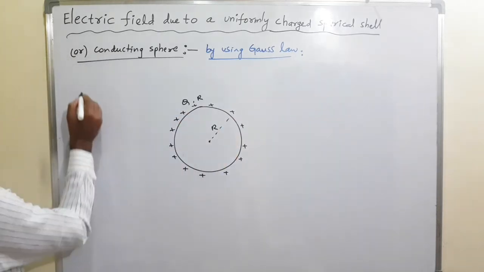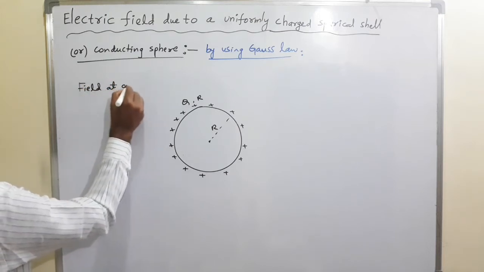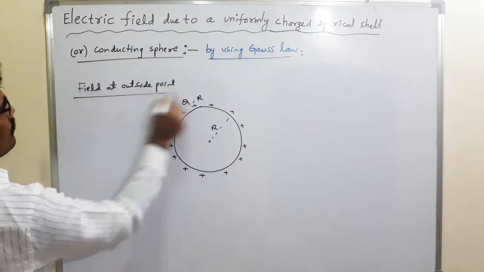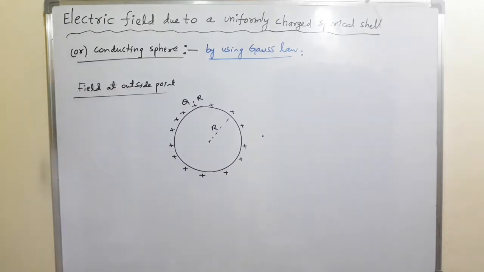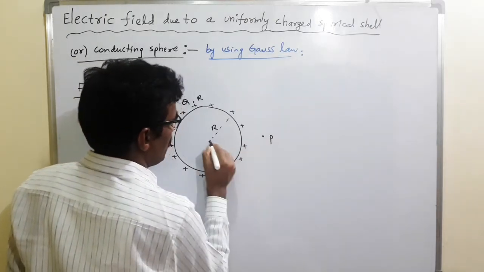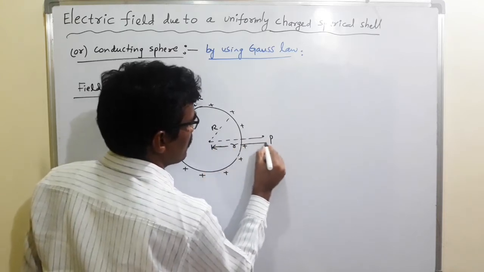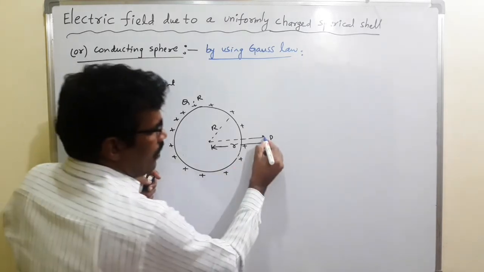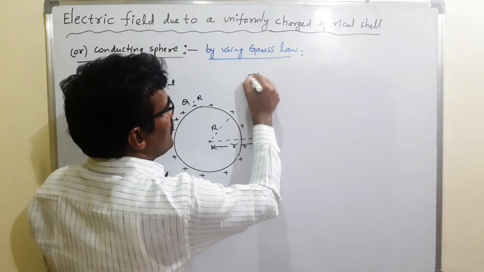What do we want? We want the field at an outside point. That means I want the field at this point. What is the distance of this point from the center? It is a small r, from here to here. The field at this point is E.